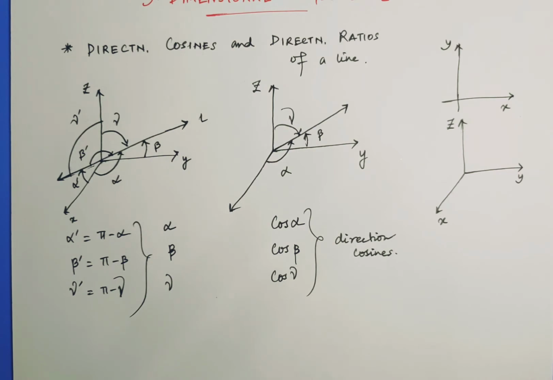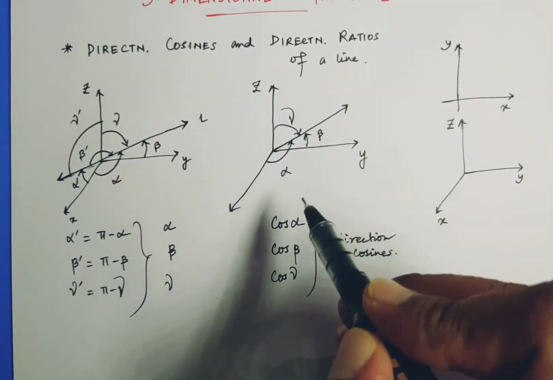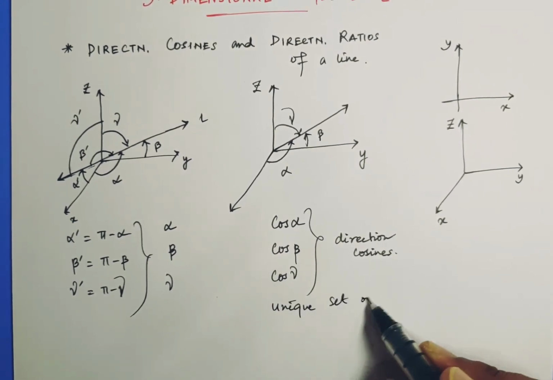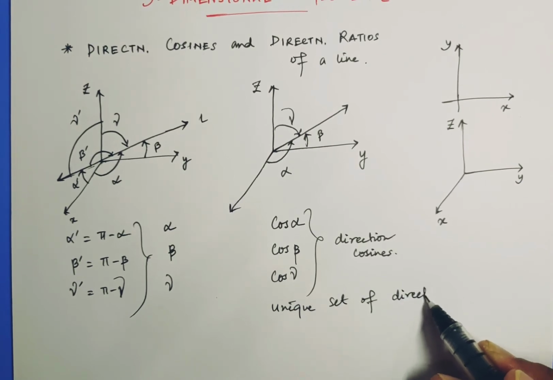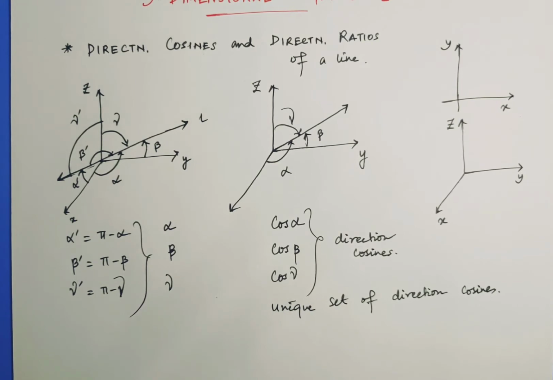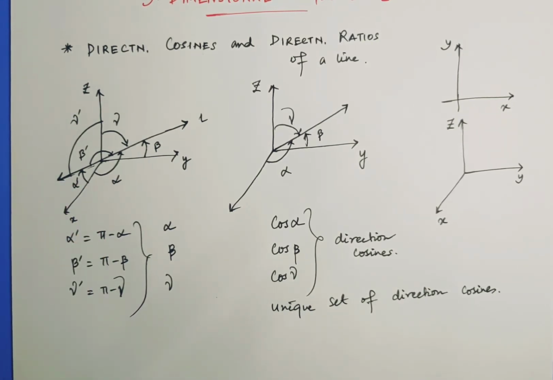Now let's move on to a different thing. Why do we use this directed line? Because the directed line has only a unique set of direction cosines. This is the reason we use only a directed line, not a line. A line has two sets of direction cosines, but we will be dealing with a unique set of direction cosines. So that's the reason we deal with a directed line.